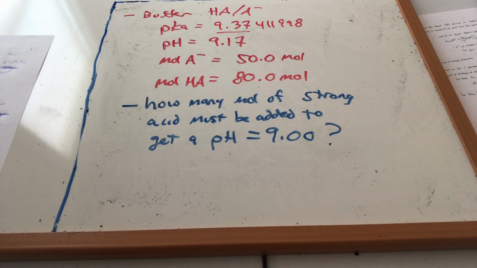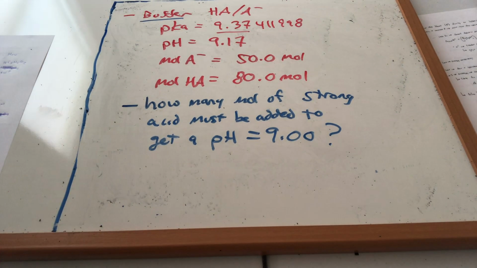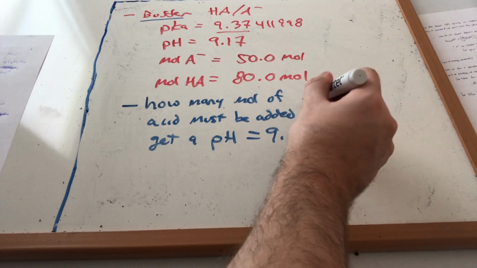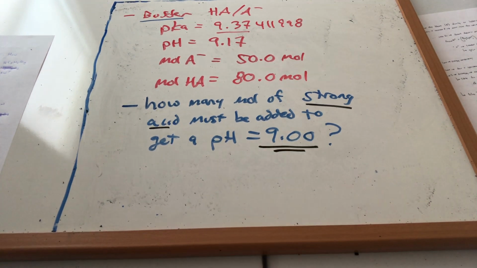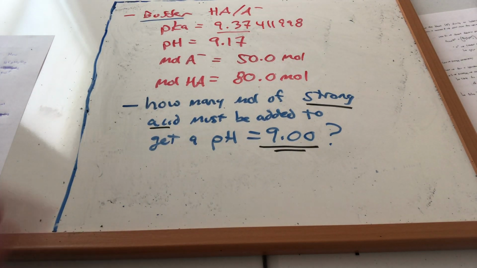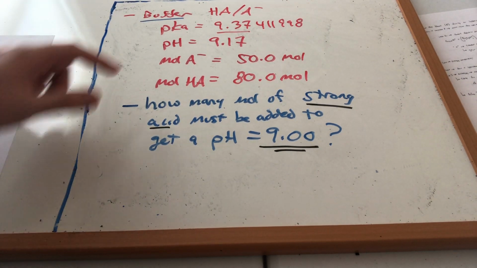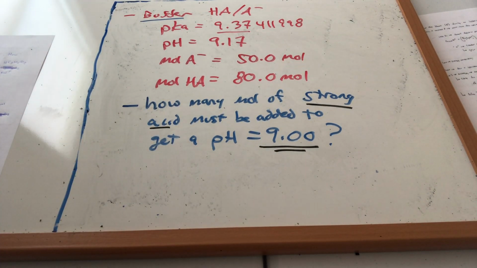So you might say to yourself, okay, what's my starting point? I have a buffer and it's established. To that buffer, I'm adding a strong species, and I have a new target pH. We're going to change these moles as we add the acid. This pH is going to go away, and we're eventually going to reach this target.